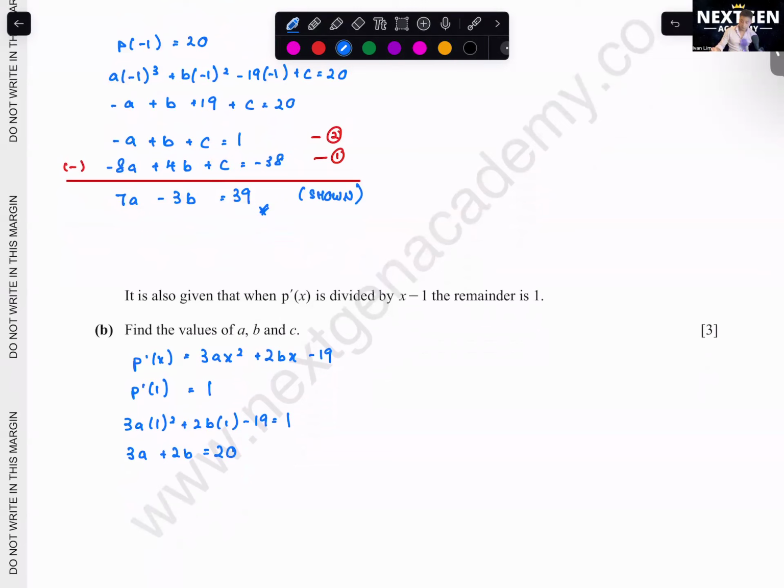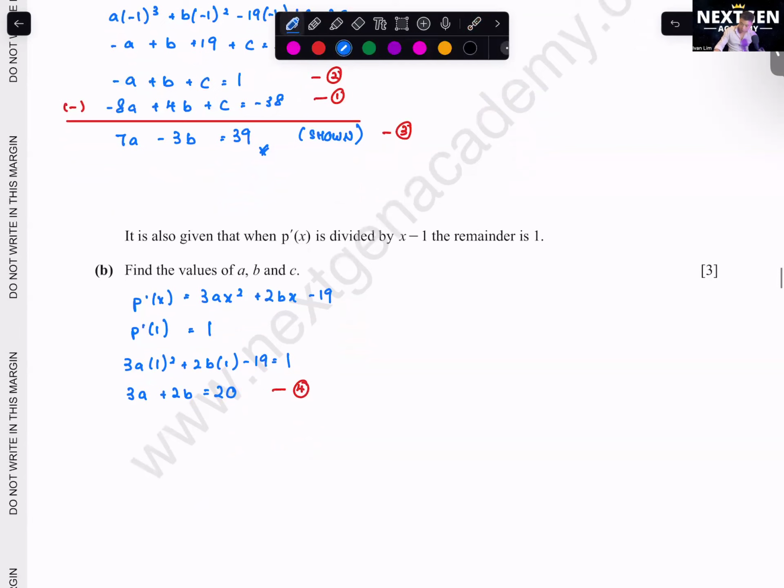3a plus 2b equals 20. We want to find a, b, and c, so we have another equation from the previous one. The one that we found just now was equation 3. So let's call this equation 4. We bring equation 3 down. So we've got equation 3 and equation 4 here. We need to do simultaneous equations. Let's do elimination. So I'll take equation 3 multiplied by 2.